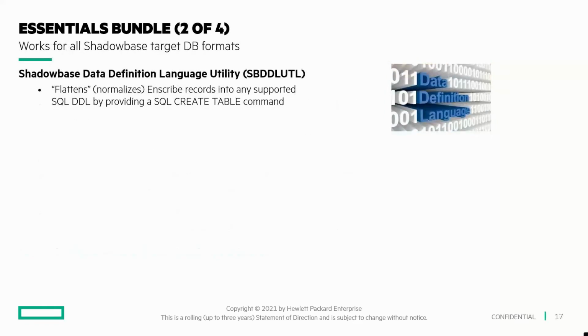Shadowbase DDL utility to take your Enscribe records and flatten them, quote unquote, right? Normalize them basically in any supported SQL DDL. And it creates the SQL create table command. The user can run that command, get the table created, and then use Shadowbase to transform and load the data.